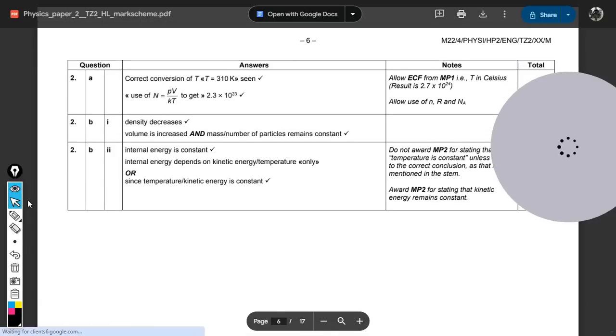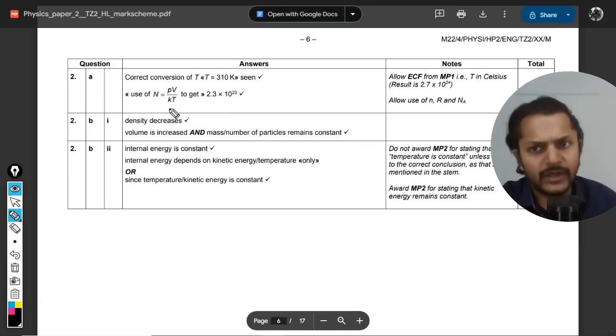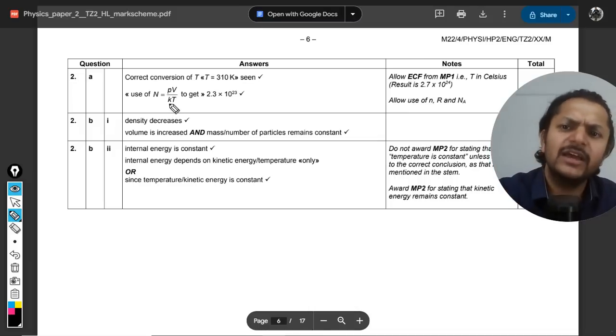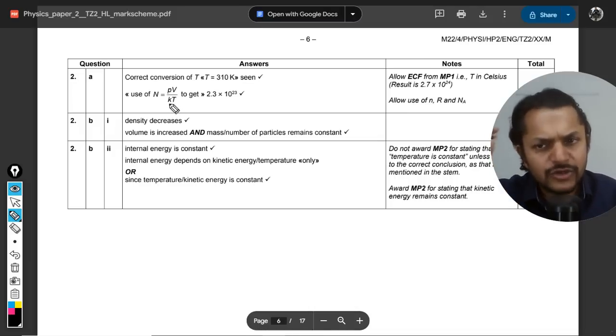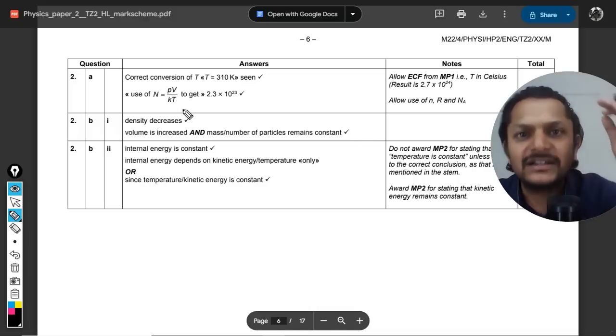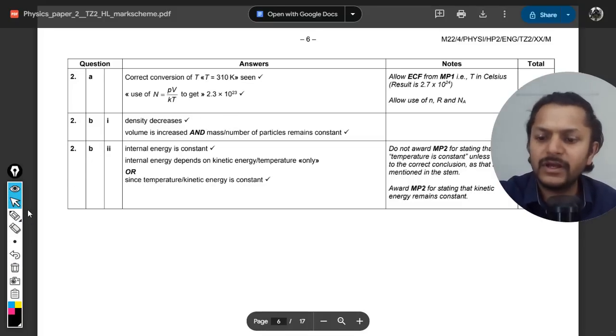Okay, so the answer is here. By using PV divided by, okay, so they are using the Boltzmann constant, but it's exactly the same thing. Boltzmann constant is the universal gas constant divided by the Avogadro number. Technically, they have done exactly the same thing that we did. So the answer will be this exactly. Let us move to the next question now.